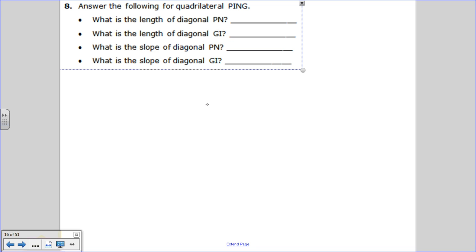And for the diagonal PN, you should have the square root of 41. And it is possible that I might have made a mistake because I went pretty fast. So please let me know if you think I made a mistake. The length of diagonal GI is 5 root 2. The slope of diagonal PN is -4/5. And the slope of diagonal GI is 1/7.